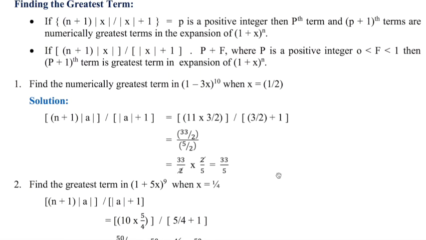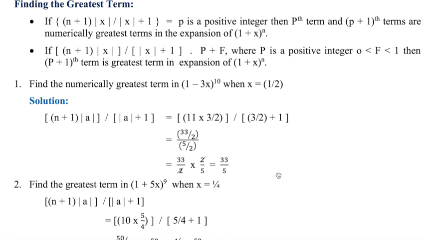If (n plus 1) into mod x by (mod x plus 1) is equal to p, a positive integer, then the pth term and (p plus 1)th terms are numerically greatest terms in the expansion of (1 plus x) whole power n. If (n plus 1) into mod x by (mod x plus 1) is equal to p plus f, where p is a positive integer and f lies between 0 and 1, then the (p plus 1)th term is the greatest term in the expansion of (1 plus x) whole power n.